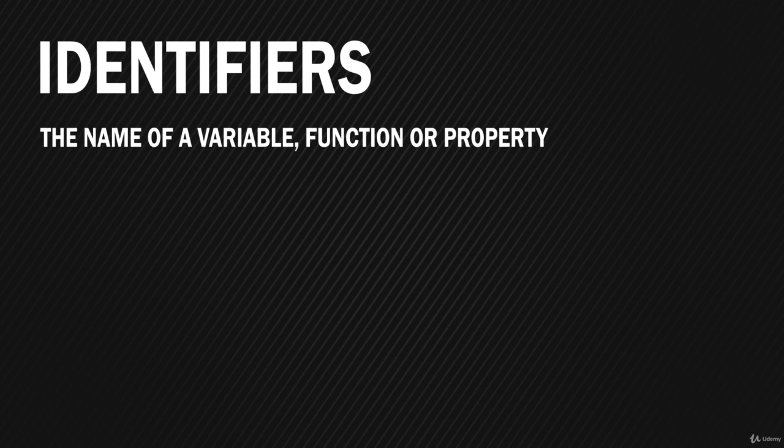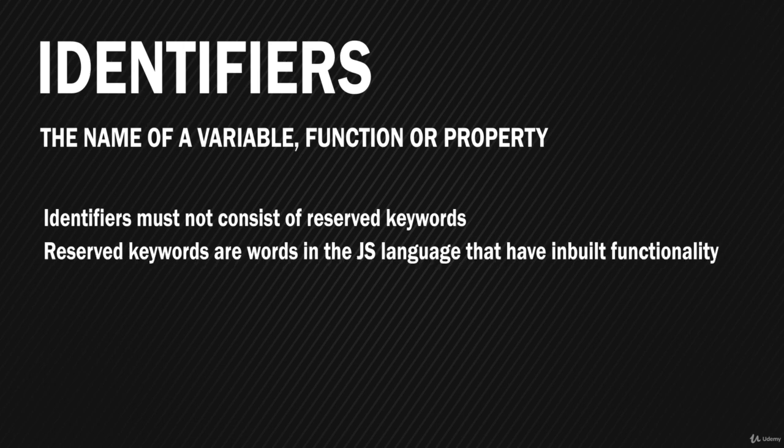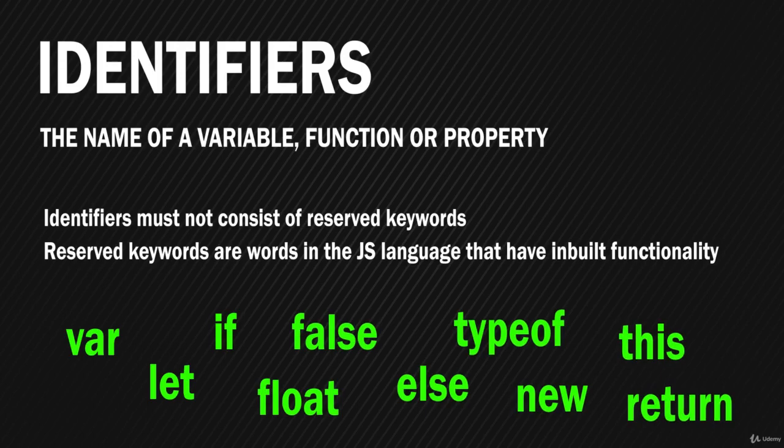And last but not least, identifiers must not consist of reserved keywords. We know that we've been using reserved keywords all the time in JavaScript. You've seen alert, prompt, console.log. We can't be using these to define variable names because then the interpreter is not going to know what's going on. Reserved keywords are just words in the JavaScript language that have inbuilt functionality. They've been predefined by the programmers of JavaScript for us. And here are some examples on the screen. These are not exhaustive. There are hundreds of reserved keywords. So just don't use these when defining your own variable. Let's move on.